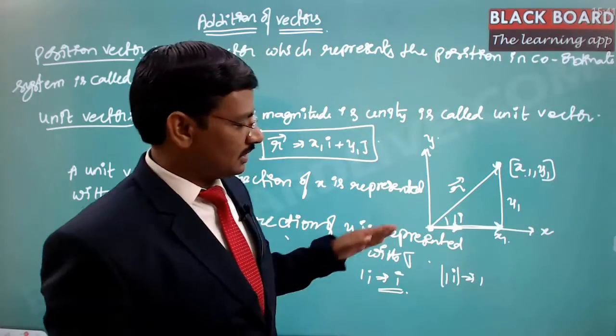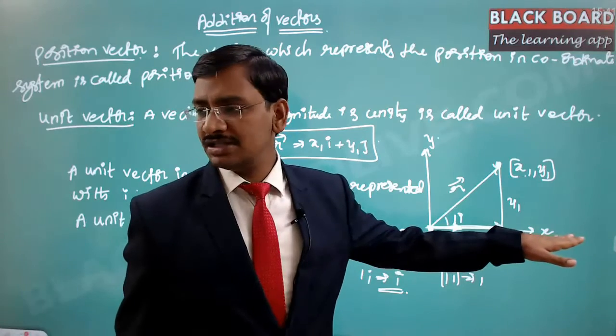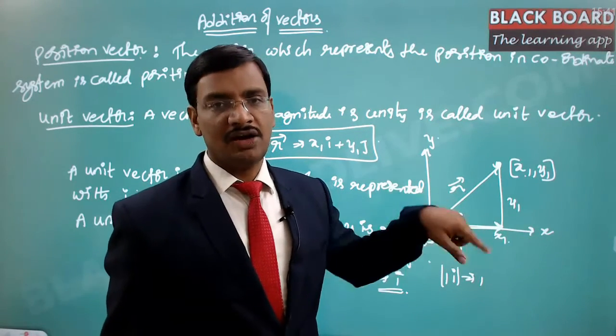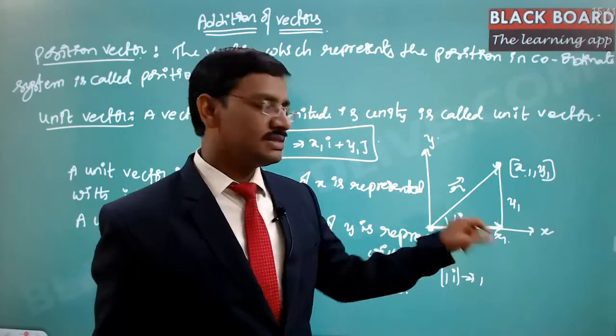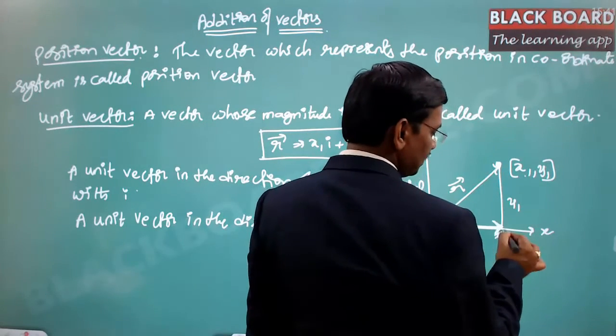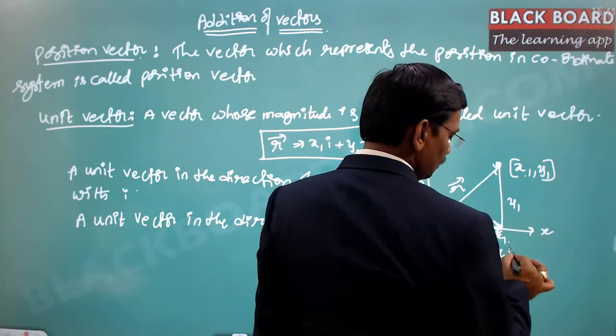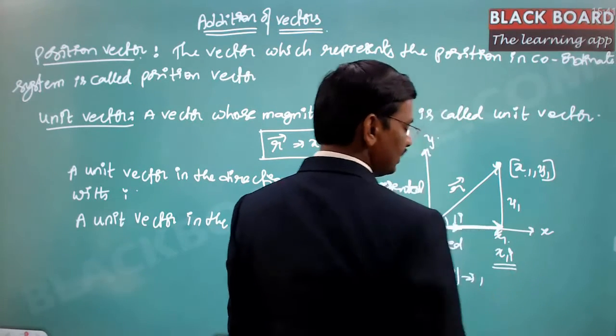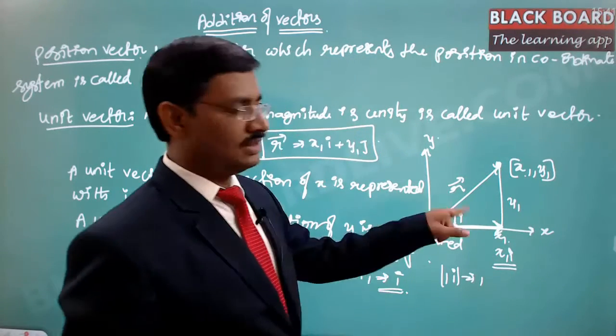Now suppose I wanted to represent a vector in this particular direction but of a certain magnitude, let us say x1. Then this vector can be represented with x1 into i, which says that x1 is the magnitude and i is the direction.